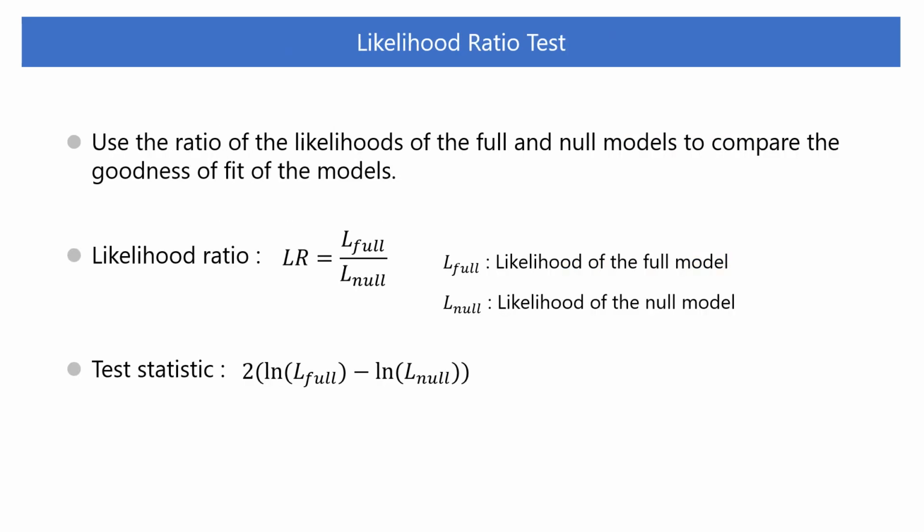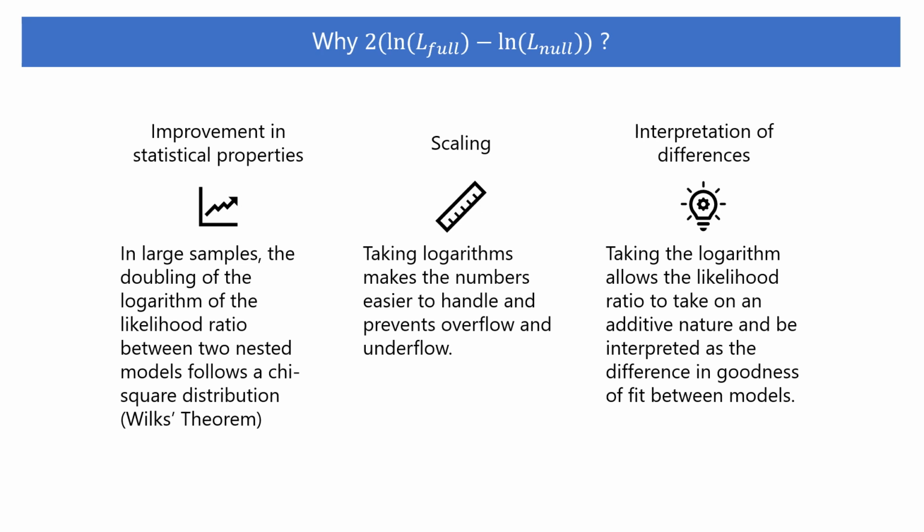Let me explain the likelihood ratio test. The likelihood ratio test is a test that computes the ratio of the likelihoods of the full and null models and uses that ratio to compare the goodness of fit of the models. The likelihood ratio is calculated by dividing the likelihood of the full model by the likelihood of the null model. In practice, however, the logarithm of this ratio is taken, and multiplied by 2 as the test statistic. The reason for taking the natural logarithm of the likelihood ratio and doubling the difference are based on the following points.